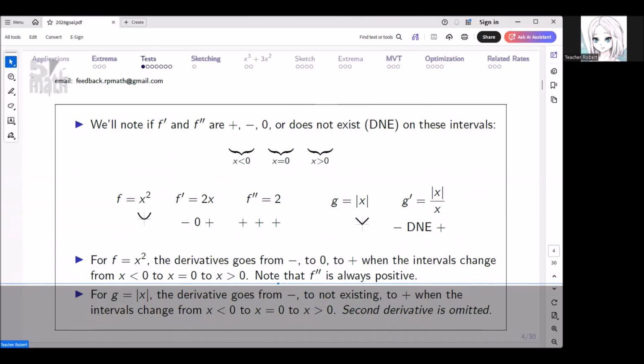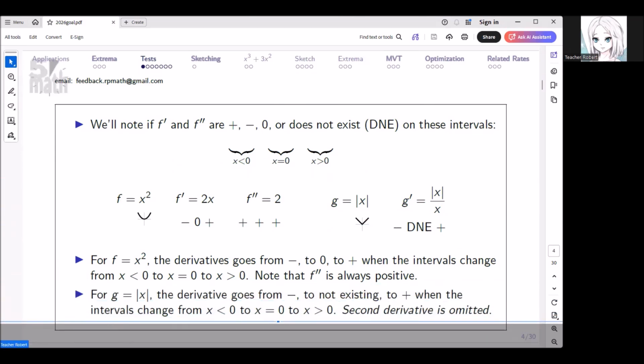For f equals x squared, the derivative goes from negative to 0 to positive when the intervals change from x less than 0 to x equals 0 to x greater than 0. Note that f'' is always positive. For g equals absolute value of x, the derivative goes from negative to not existing to positive when the intervals change from x less than 0 to x equals 0 to x greater than 0. The second derivative is omitted.